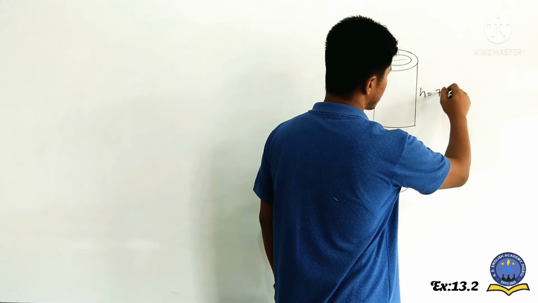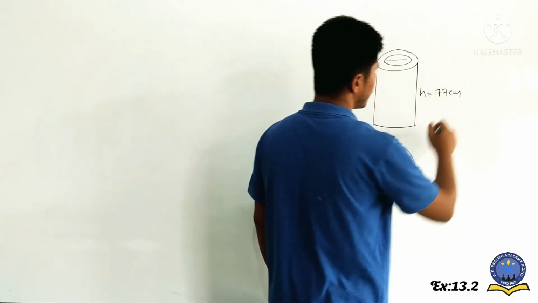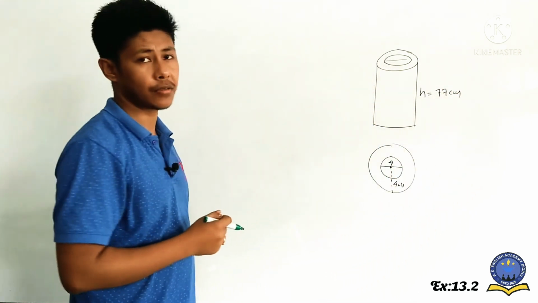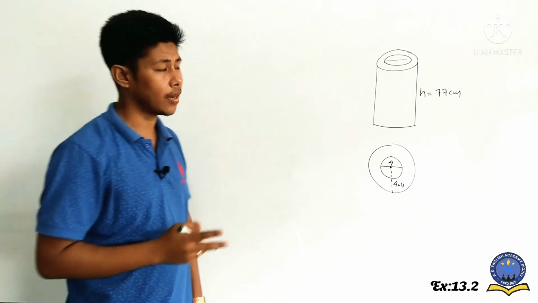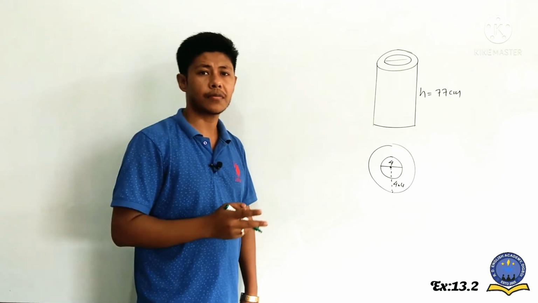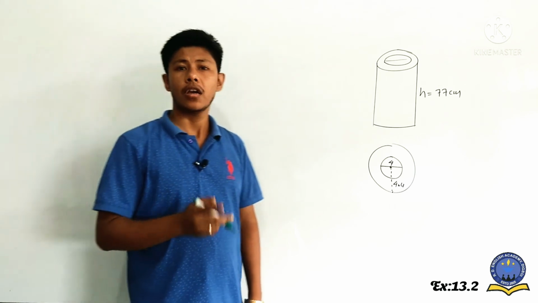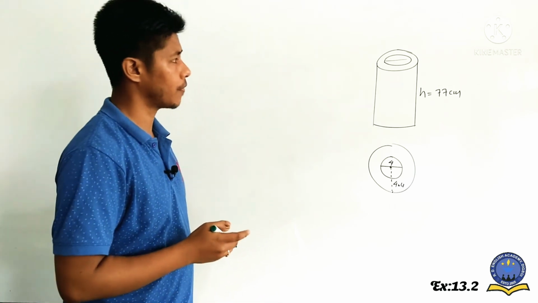In this case, the height is given. Height equals how much? The height is given as 77 centimeter. The height is this one. So three results we have to find out: inner curved surface area, outer curved surface area, as well as the total surface area.